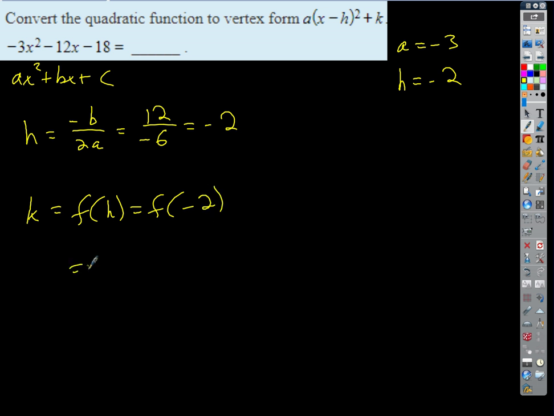Well, if I plug negative 2 in for x, I'm going to get negative 3 times x squared, but x is negative 2. When you're evaluating a function, make sure you always put the number that you're inputting in parentheses, right? So you don't make the mistake of not squaring the negative. If you don't do that, sometimes people will make the mistake and say that's negative 4. You put the whole thing in parentheses. Minus 12 times x, but x is negative 2, minus 18.